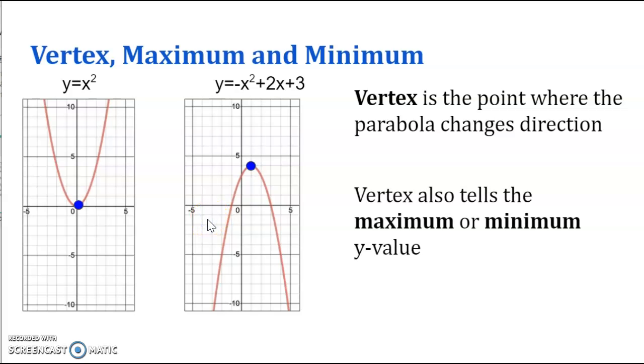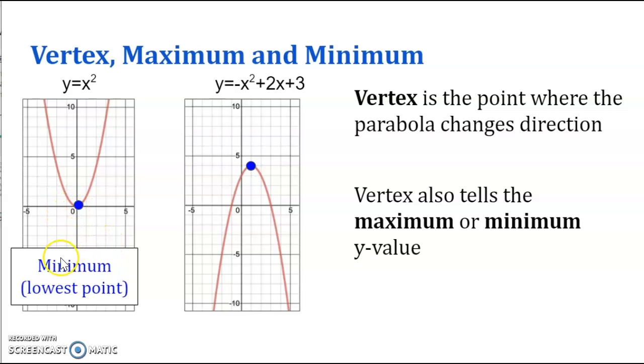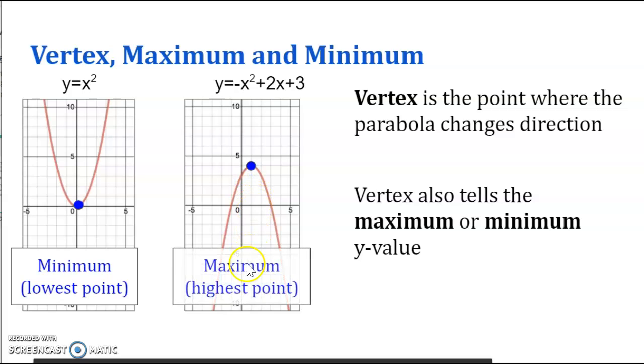The vertex also tells us the maximum or the minimum of the y value. When we are referring to the maximum or minimum, we are referring to the value of the y value. Depending on whether it's opening up or opening down, if it's opening up, you're going to have a minimum of the y value because that's the value of y beyond which it's not going to get any lower or smaller. So it's the lowest point. Maximum, in contrast, is the highest point for the y value.